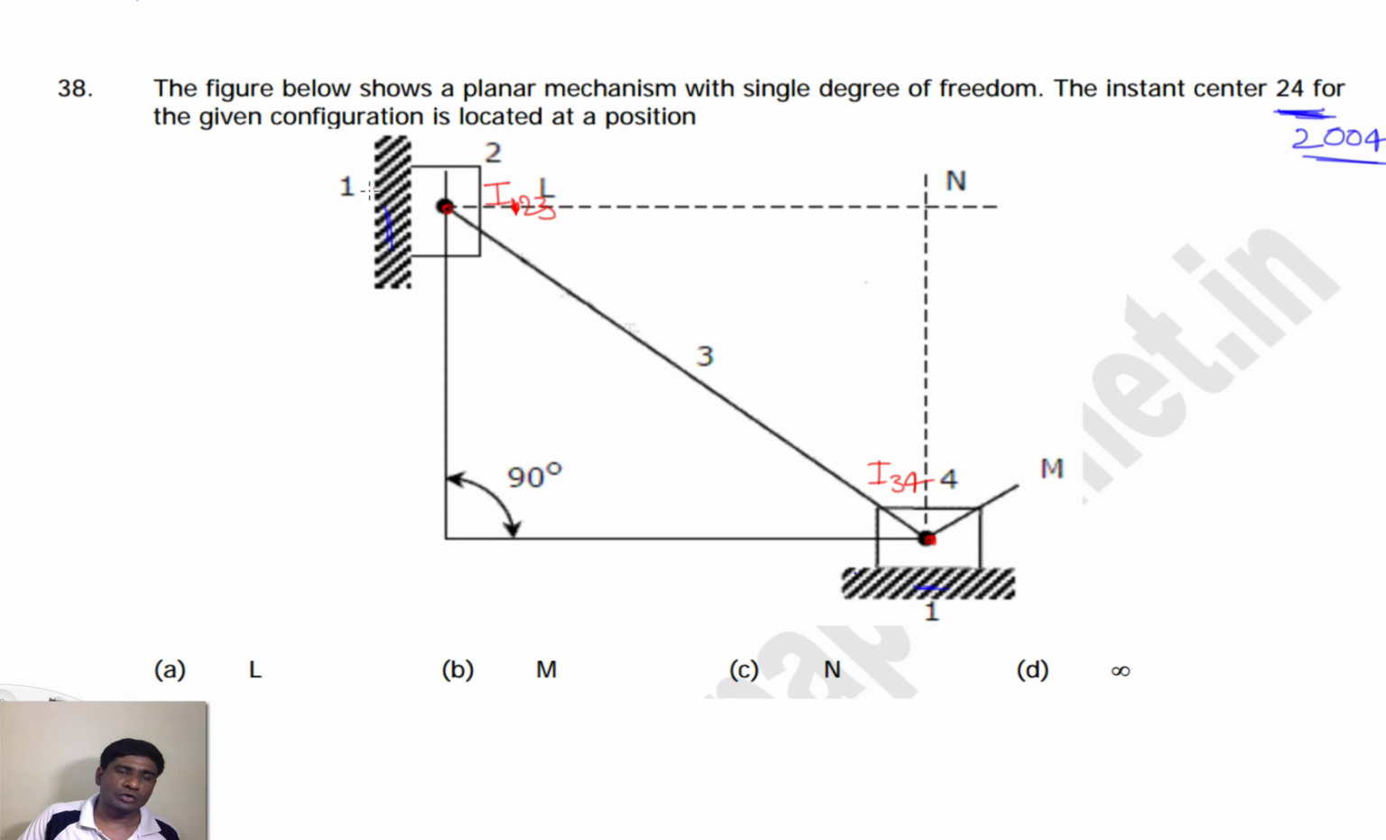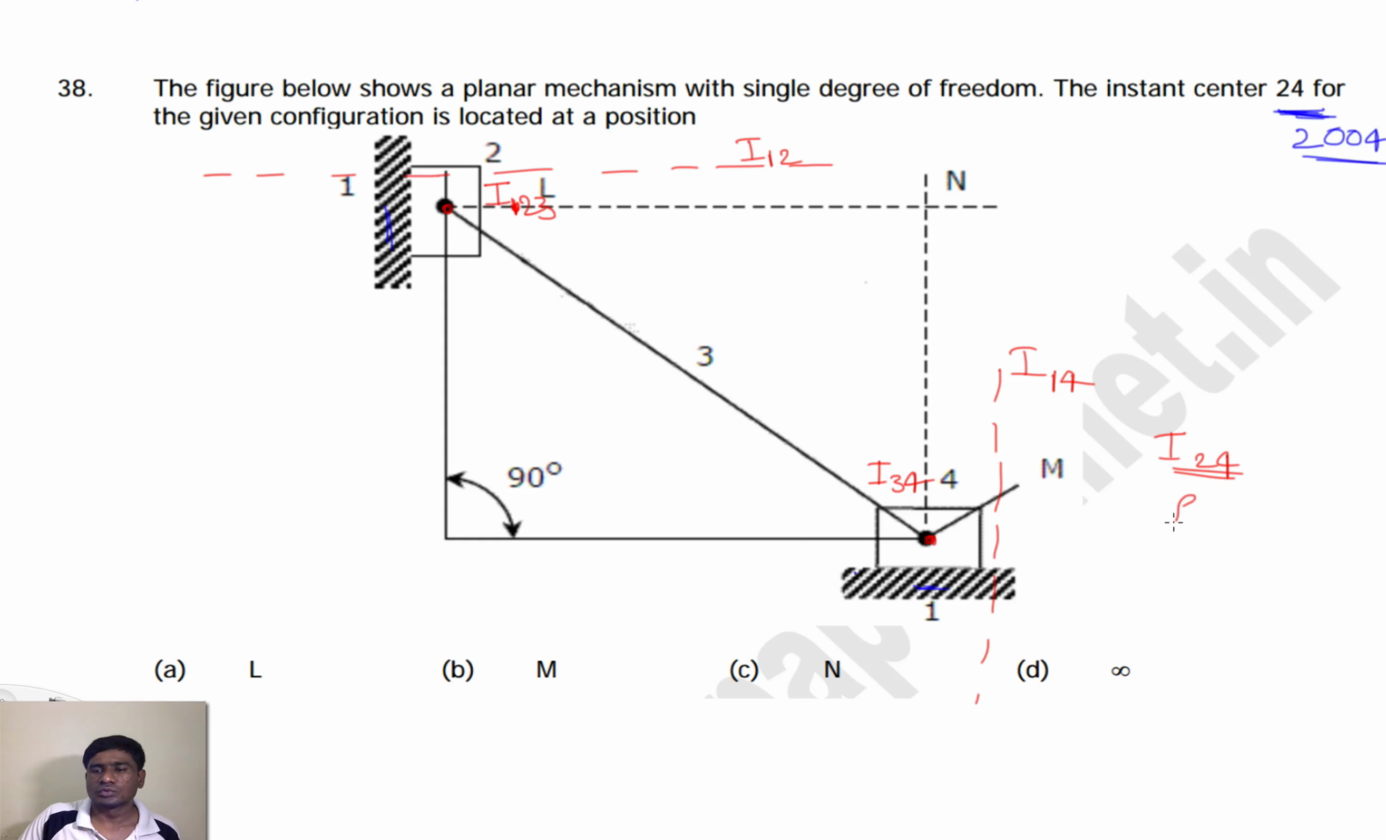and what is the I12? Instantaneous center between 1 and 2. Again it's a slider and this is the ground, so the instantaneous center should lie on a perpendicular, and we don't know through which point it's passing, so it can be any point. So this instantaneous center I12 is on this line, and here also instantaneous center I14 is perpendicular to the ground, but it can be any perpendicular. So this is I14. Here we need to find out I24.